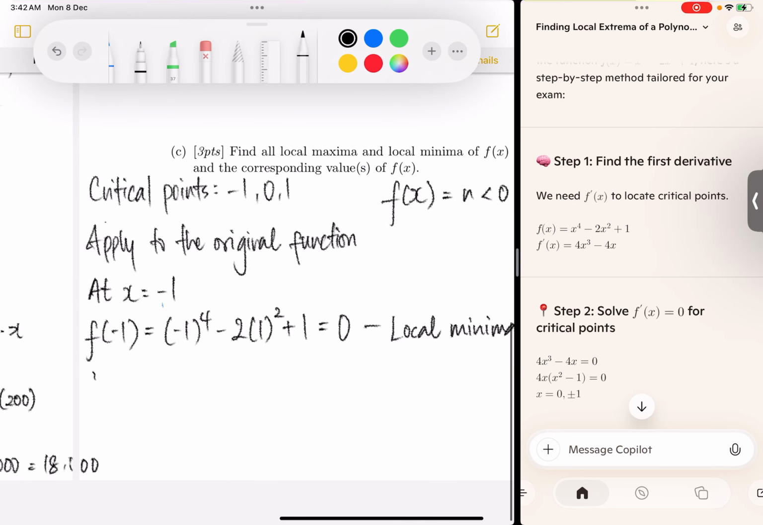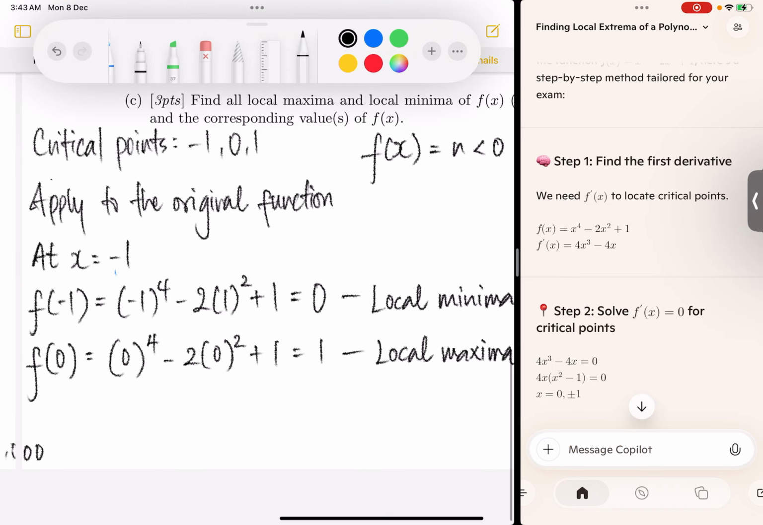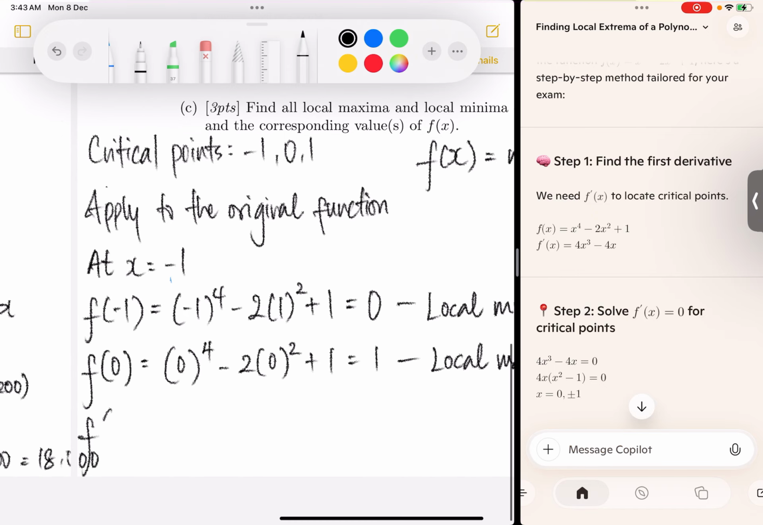Okay, and then f(0) equals 0 to the power of 4 minus 2 times 0 squared. I don't know why we're doing all this effort when we know that 0 to the power of anything or 0 multiplied by anything just becomes 0. Plus 1 is equal to 1. Because if all of this becomes 0, then plus 1 will just become 1. So since this is bigger than 0, this is the local maxima.